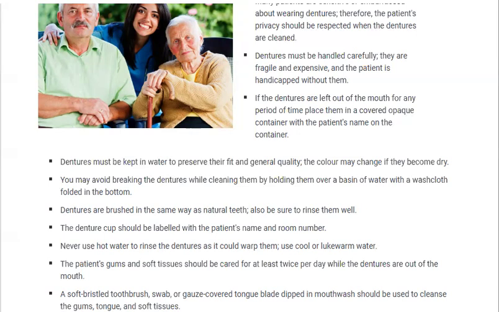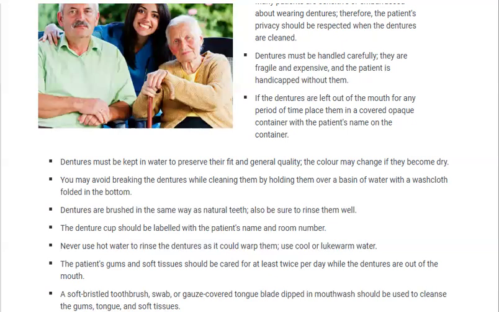You may avoid breaking the dentures while cleaning them by holding them over a basin of water with a washcloth folded in the bottom. Dentures are brushed in the same way as natural teeth. Also be sure to rinse them well. The denture cup should be labeled with the patient's name and room number. Never use hot water to rinse the dentures as it could warp them. Use cool or lukewarm water.